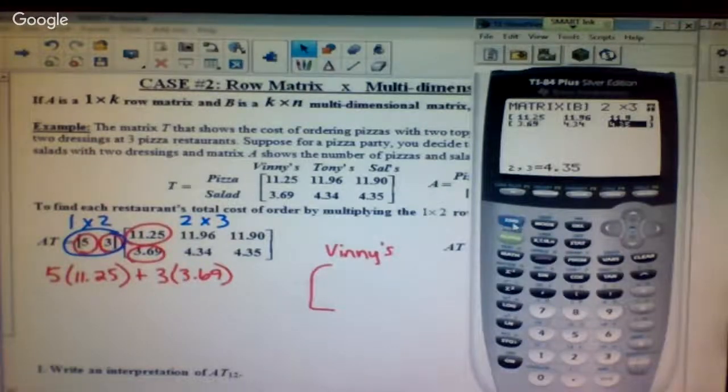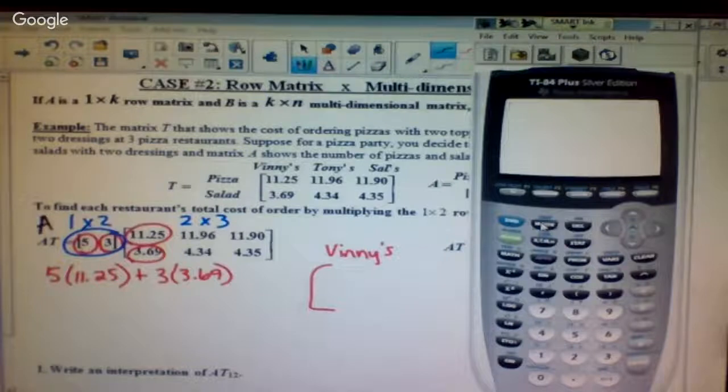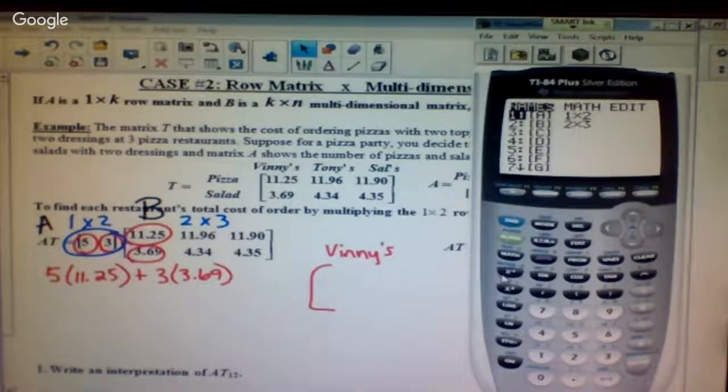Okay, once you've got that, you want to quit out. So you go to your main screen. So you're going to hit second mode. That takes you to your screen where you can add, subtract, multiply, divide. So what we want to do is we want to take A and multiply it by B. So at this point, you need to recall A. So you have to go back. This is where you just go to names. I want to take matrix A. And I want to multiply that.